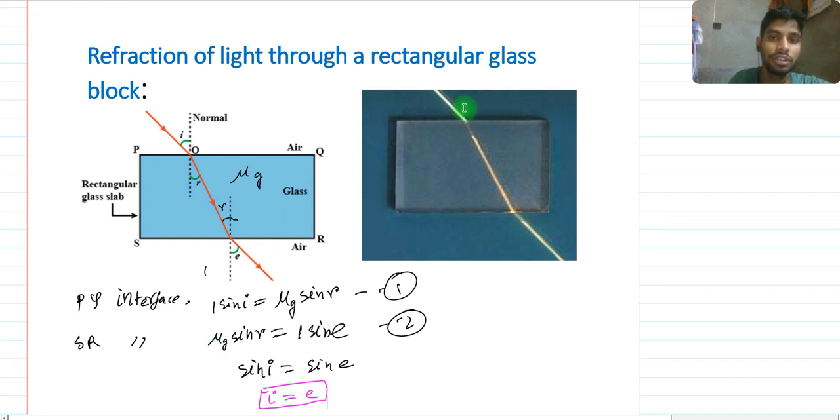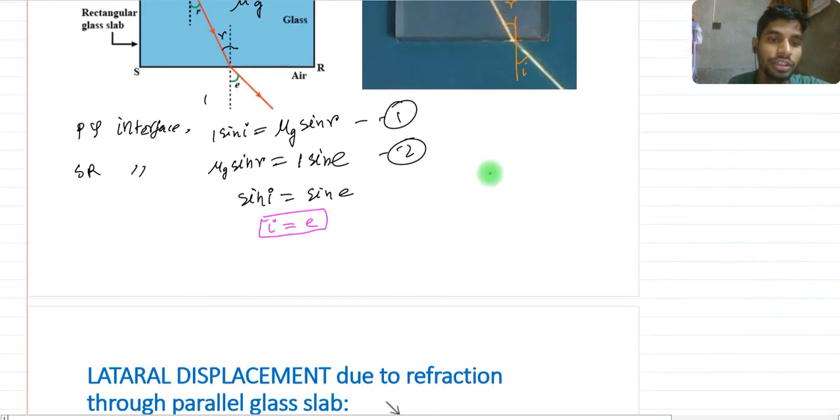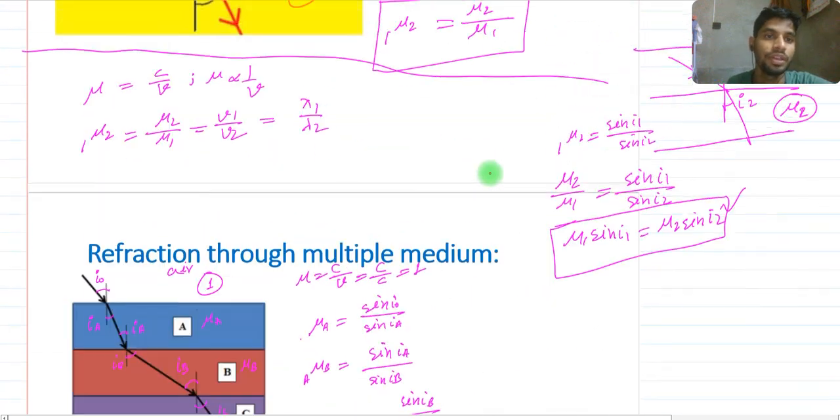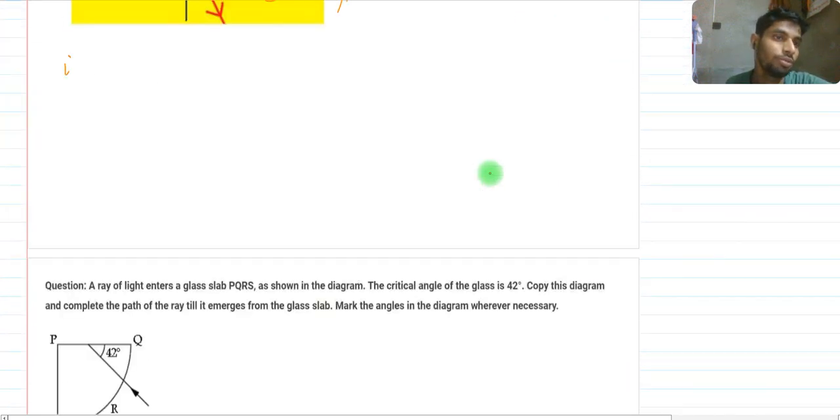Practically, this one is the incident light, and after refraction these are the refracted light. You see this one is the angle of incidence. If this one is i, then this one should be i, and this will be r and this will be r. This is refraction of light through a rectangular glass block. Now let's do some numericals.